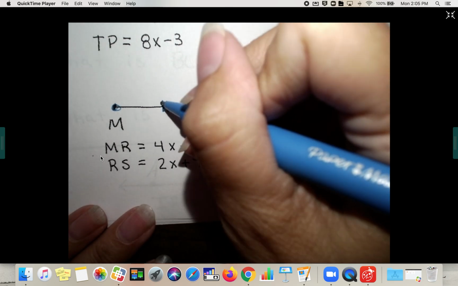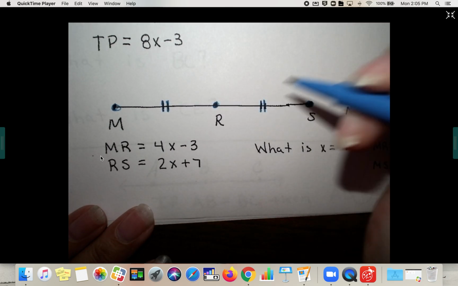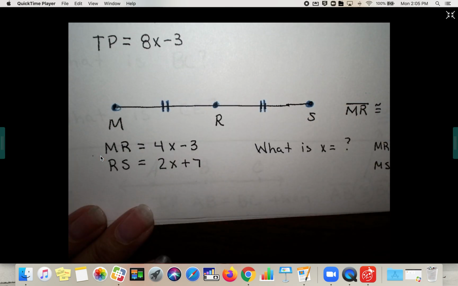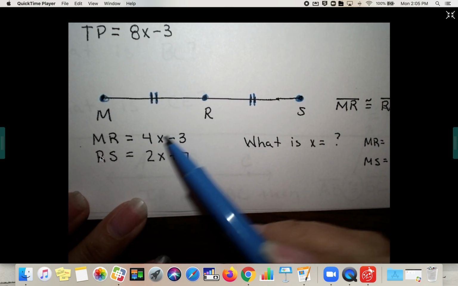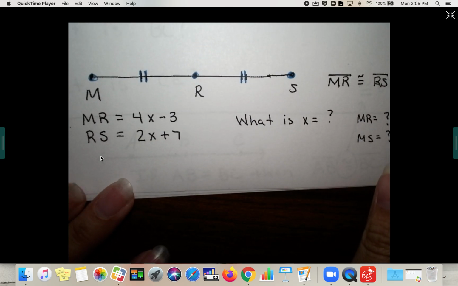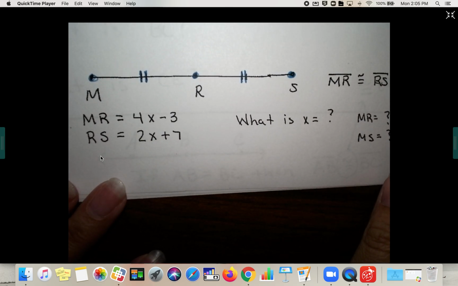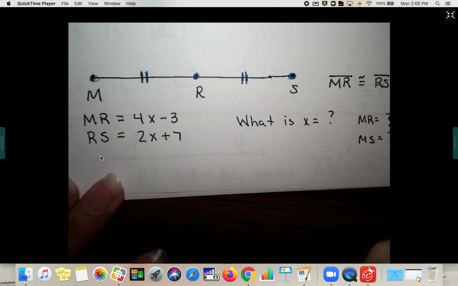So now that you know what those little lines mean on each of these 2 segments, push pause and see if you can figure out this, and then I will work it out with you. So fast forward to see if you did it right. And if you did, awesome. And if you did not, watch me work it out with you so that you can figure out where you went wrong.